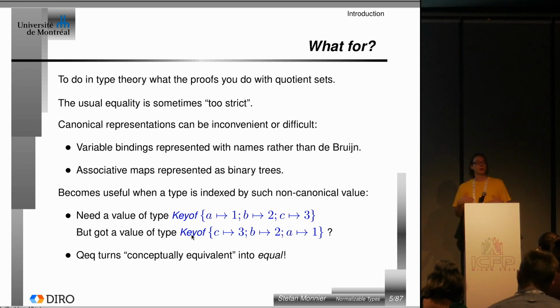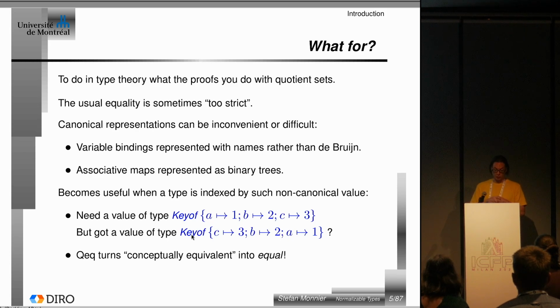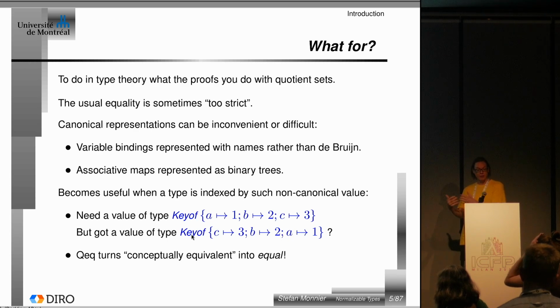So using quotient types, you can inject your associative map into the quotient, explaining what is the relation between those different but equivalent maps. And QEQ then provides you with an actual proof that those two maps are equal, which lets you cast basically one of the values you have to the type you actually need it to have. Okay, so far so good.